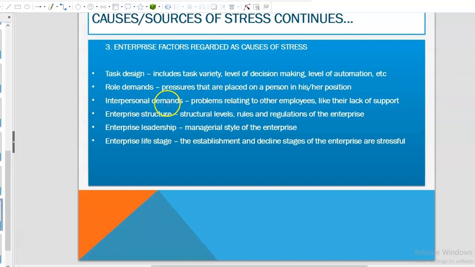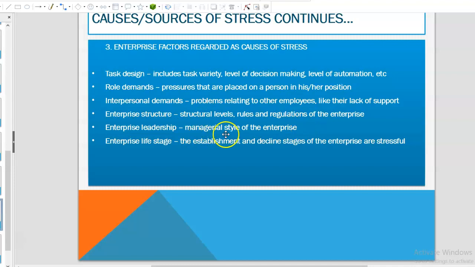Third one, interpersonal demands. Now, this deals with your fellow employees. For instance, lack of support. And enterprise structure, we are dealing with structural levels, as in levels of authority that run down from top management to the lower bottom of the organization. Rules and regulations, how employees feel about these, can cause stress and all of those.